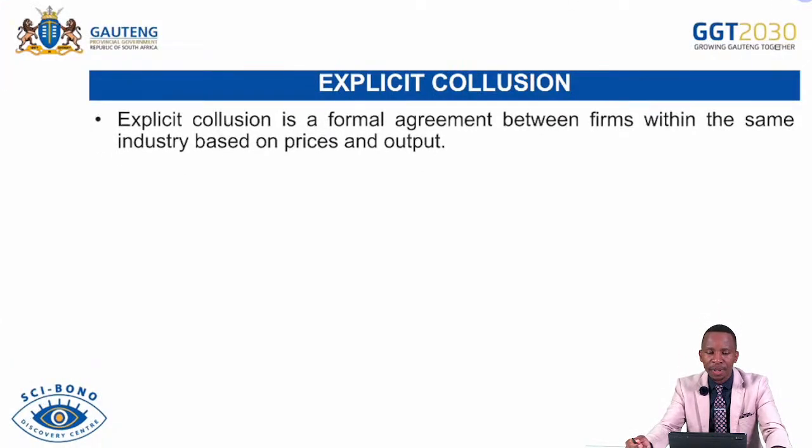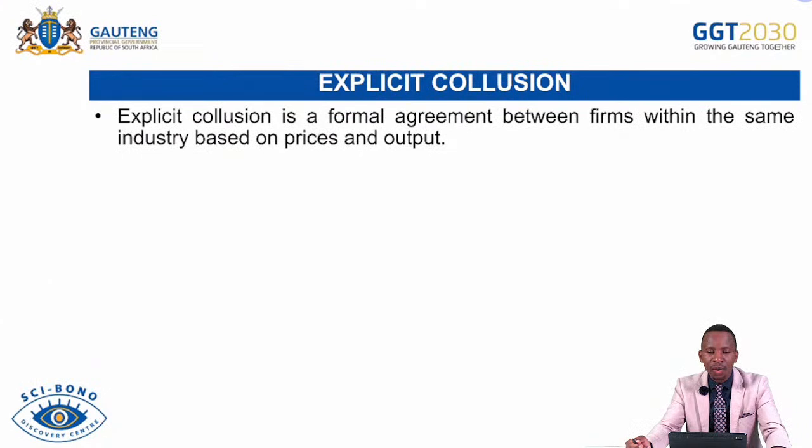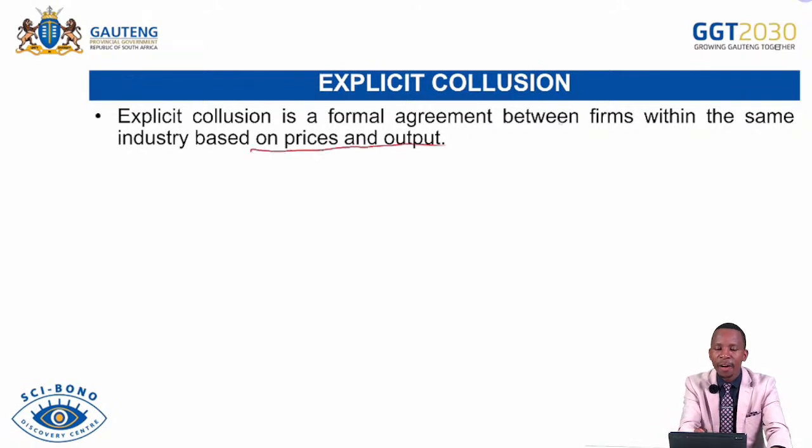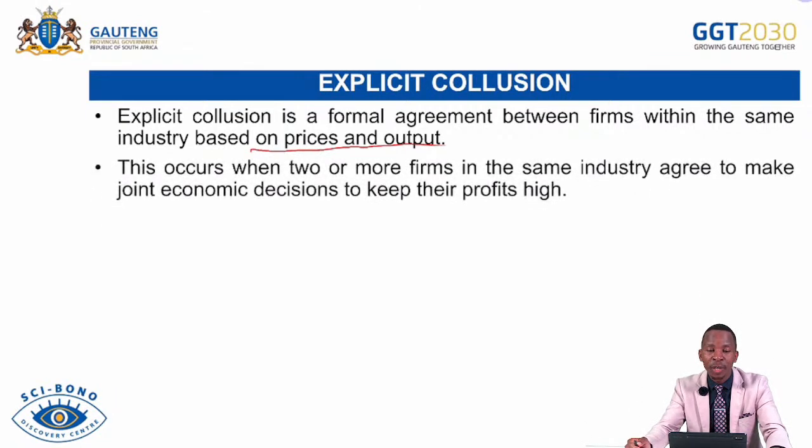And then the explicit collusion. Explicit collusion is the formal agreement between firms within the same industry based on the price and output. So that's when firms simply meet and discuss pricing as well as production. So they do what we call price fixing, explicitly or deliberately.